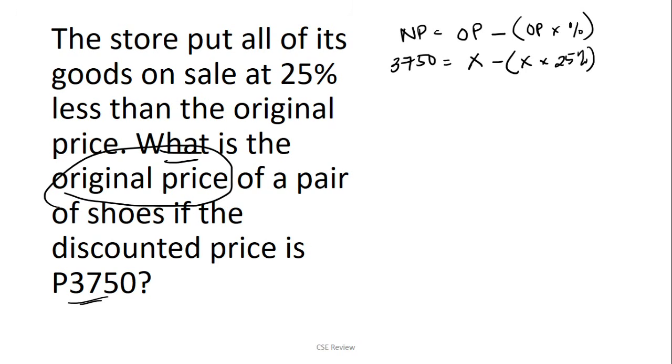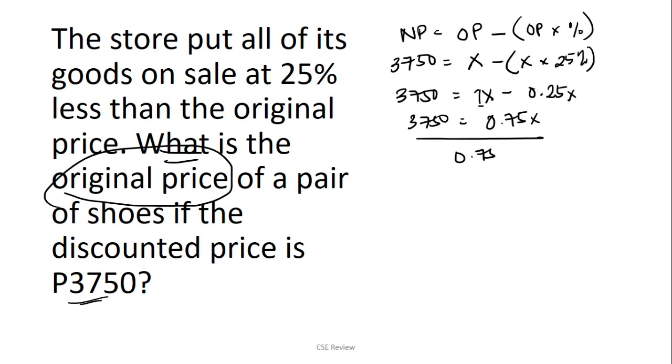Again, you can try to solve this by yourself. So we're going to check it muna. 3,750 is equal to X minus 0.25X. 3,750 is equal to 1 minus 0.25 is 0.75X. So, divide mo both sides by 0.75. Okay, so 3,750 divided by 0.75.